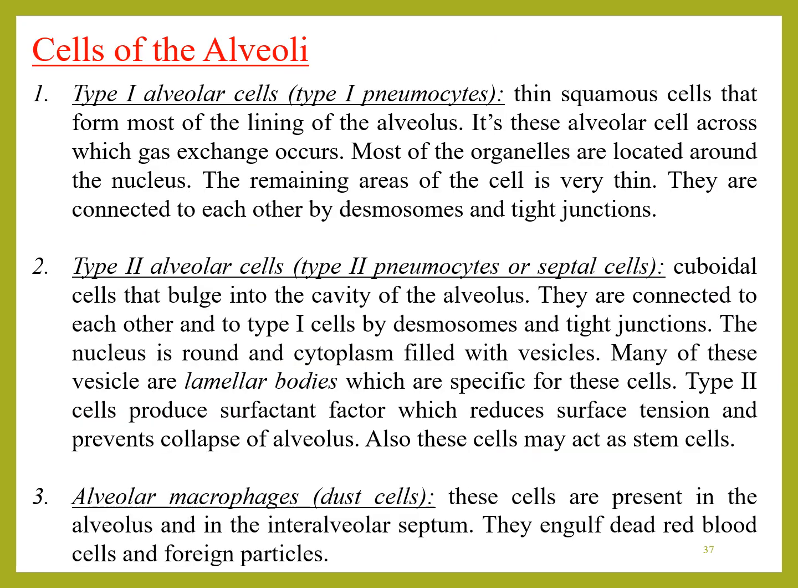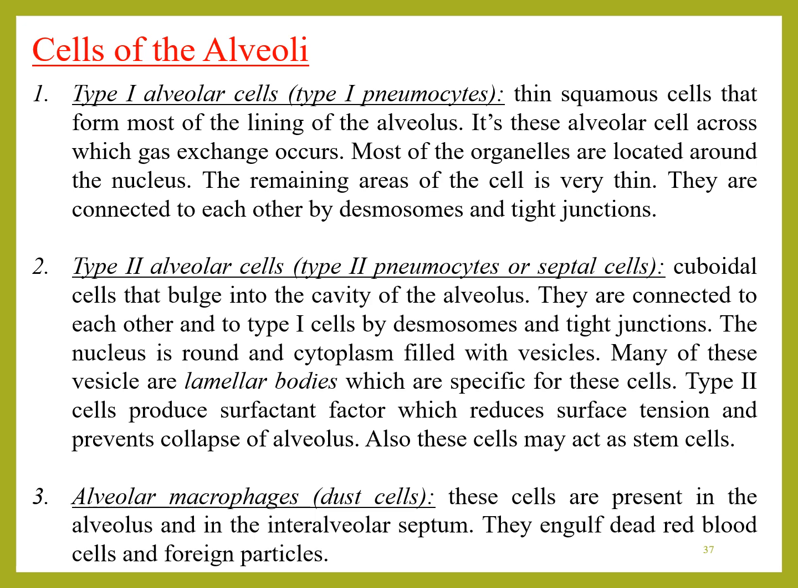What about the alveolus itself? What are the cells that are found in the alveoli? We have type 1 alveolar cells, also called type 1 pneumocytes. These are thin squamous cells, the simple squamous epithelium that lines the alveoli. Most of the lining of the alveoli are type 1 alveolar cells. Again, most of the organelles are found around the nucleus, and the rest of the cell is thin cytoplasm, suitable for gas exchange.